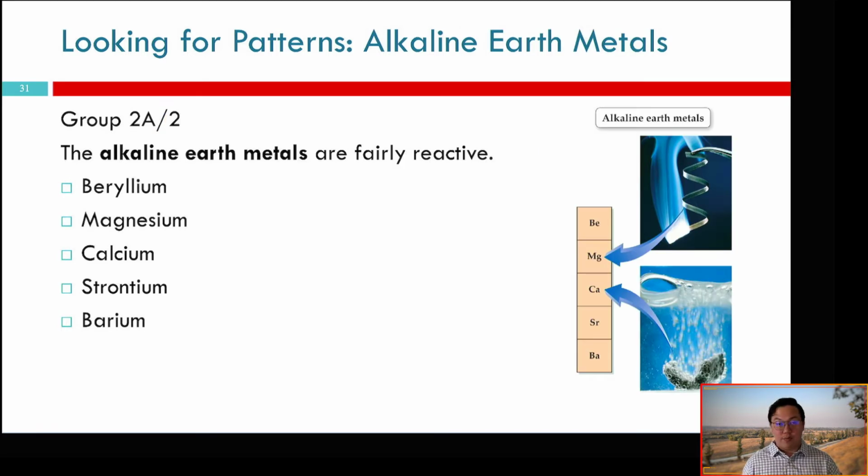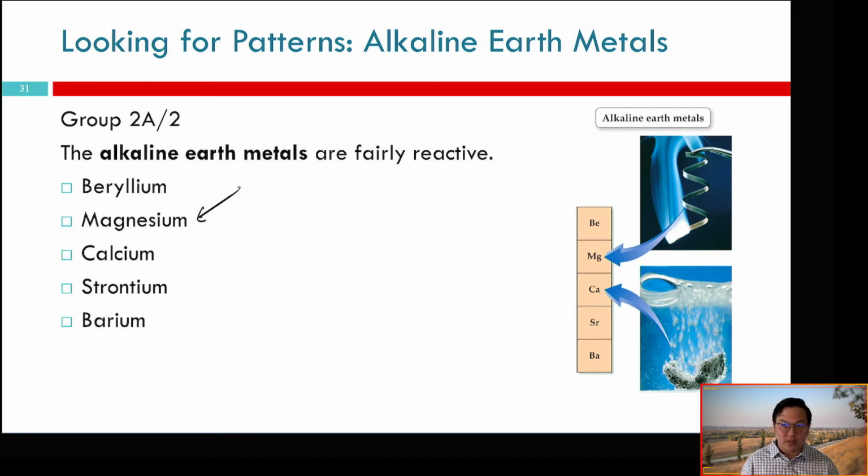We have our alkaline earth metals. So now we're talking about group 2A or group 2. The alkaline earth metals are fairly reactive, not quite as much. In fact, you can get computer cases that are made out of magnesium. You can also get wheels for your car that are made out of magnesium.